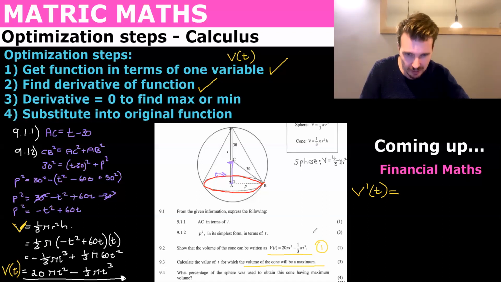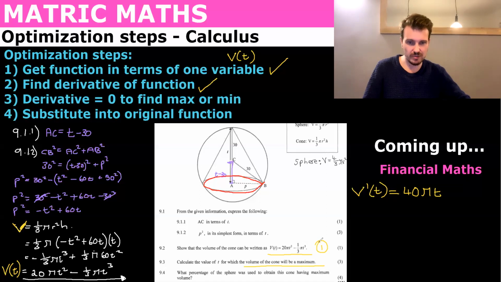So 2 times 20 is 40 pi. And if I take 1 off 2, it becomes t. And then 3 times a third minus a third is just 1. So then I get minus pi t squared. Great. Find the derivative function. Done. Okay. Step 3. Derivative to find the maximum or minimum, make it equal to 0. So I make it equal to 0.